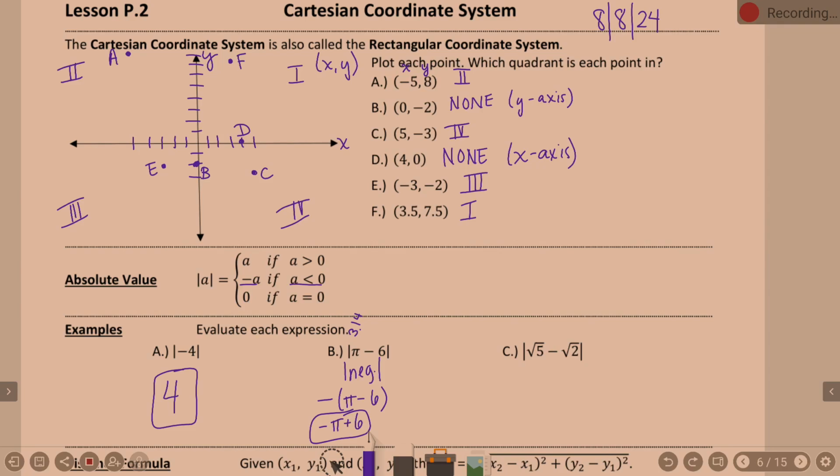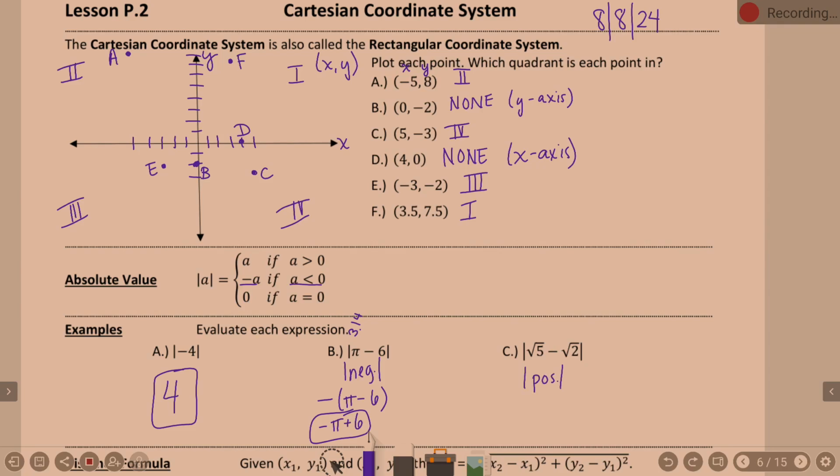A positive. How do we do the absolute value of a positive value? You don't have to. It just stays the same, right? It's just the square root of 5 minus square root of 2. So we can just circle C.